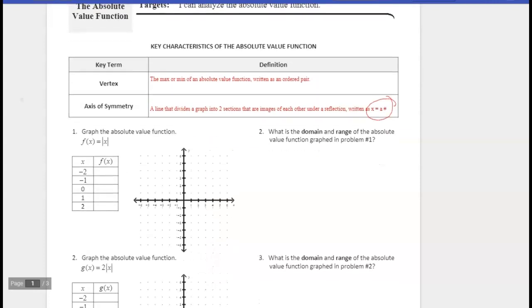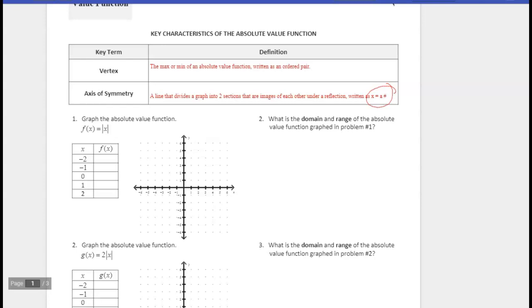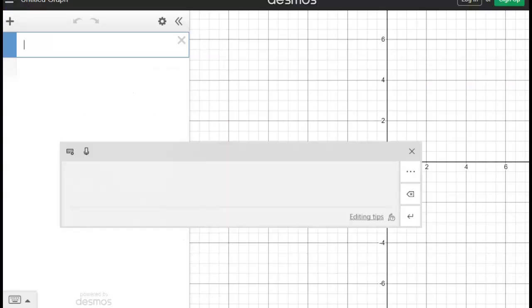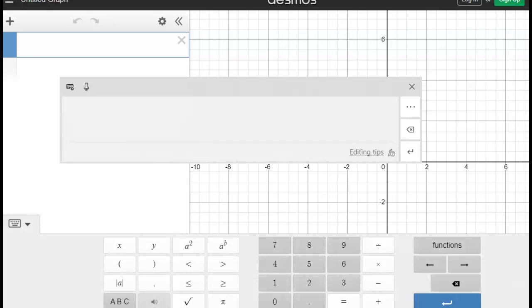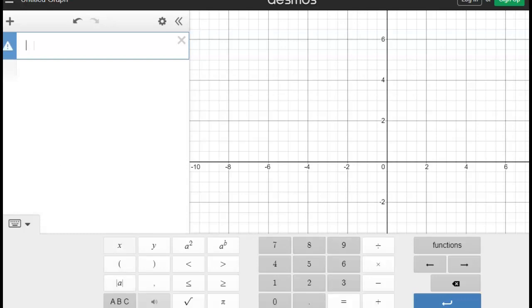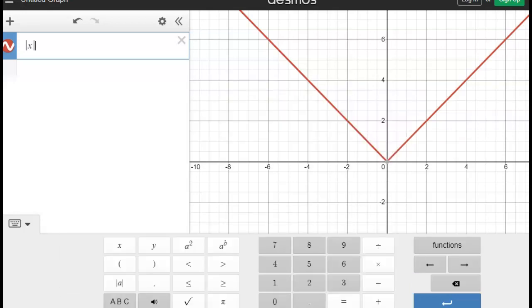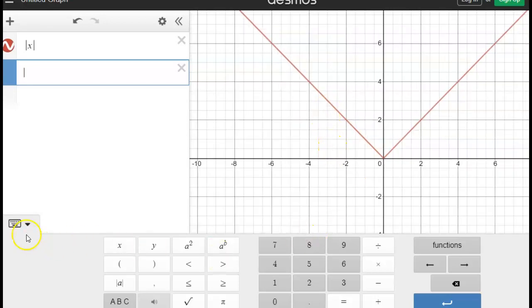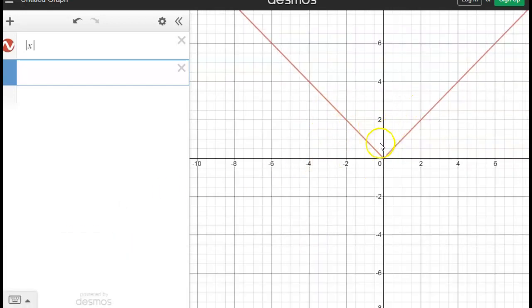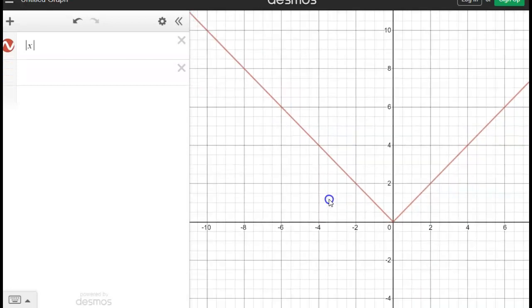All right, we're going to hop over to Desmos. We're going to graph the absolute value function. So we go here. If you go down here at the bottom, you hit the absolute value. Let me get rid of that for you. Do the absolute value of x, and then you hit it again. Okay, and then you just hit the graph button, and it graphs for you. And you can move it around and kind of see what it does.